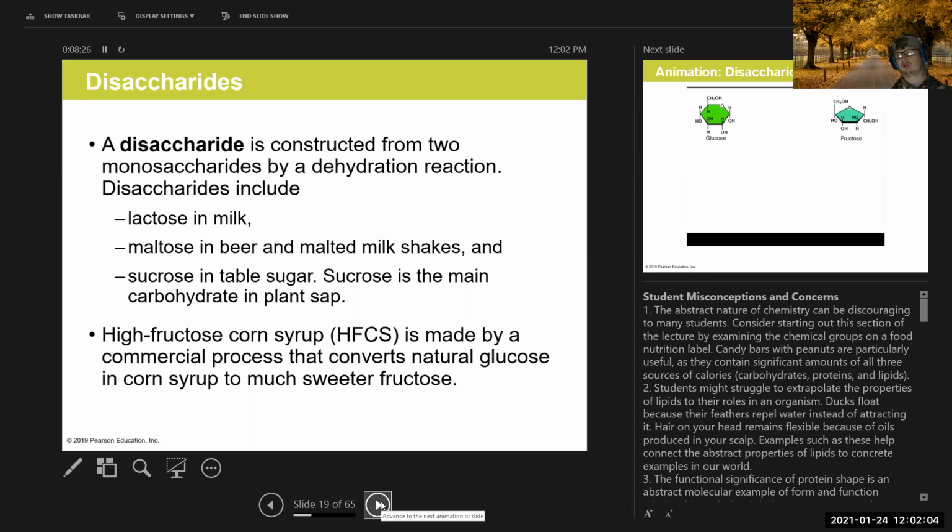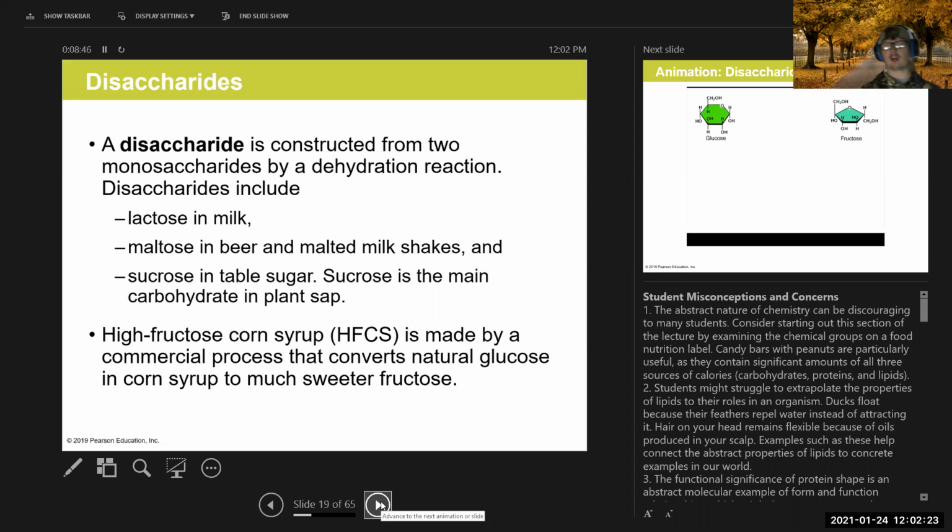Lactose is probably one of the molecules you're more familiar with. It's found in milk. Maltose is found in things like beer, your malt shakes, etc. And sucrose is basically just table sugar. And sucrose is also the main carbohydrate that we see found in plants.